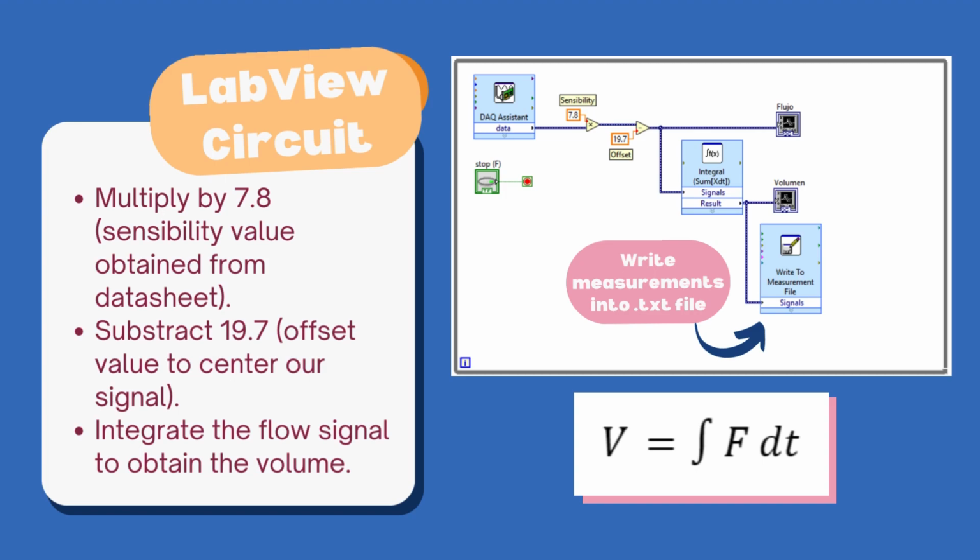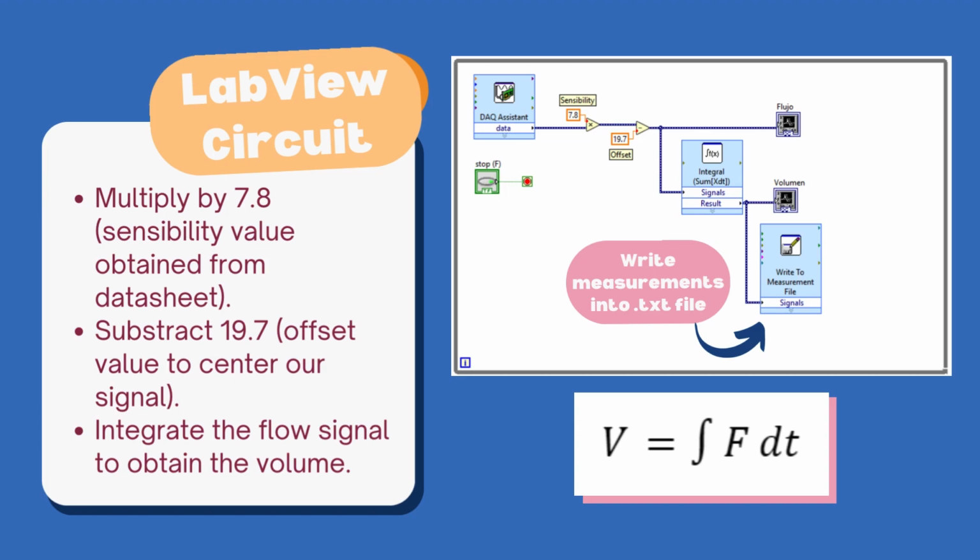Continuing with the circuit created with the LabVIEW software, a variety of blocks were used, including the DAQ assist, which will serve to provide information to the program from the physical information obtained. Then, a sensitivity value will be placed by multiplying the signal by 7.8. This value was obtained in the datasheet. After this multiplication, a sum with a value of 19.7 will take place, which will act as an offset to center the obtained signal.